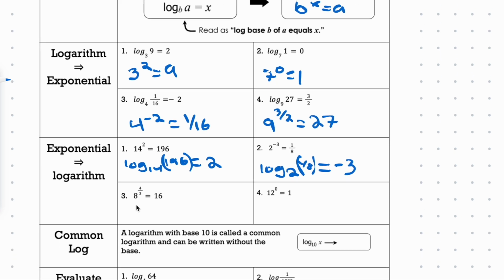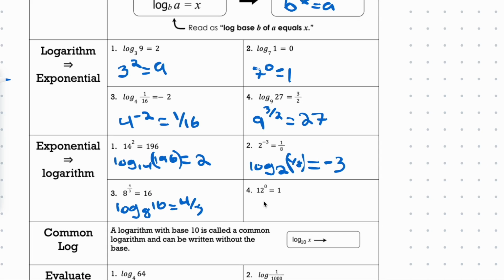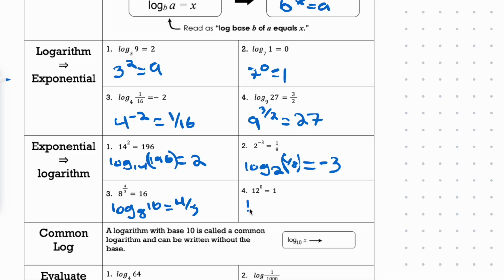Okay, here, just some more practice. Log base, what's our b value? Well, it's our base of our exponent, which is 8, of 16, what our logarithm is equal to, equals 4/3, my bad. Here, same deal, we do log base, our b value, our base of our exponent, 12, of 1, our a value, equals 0.